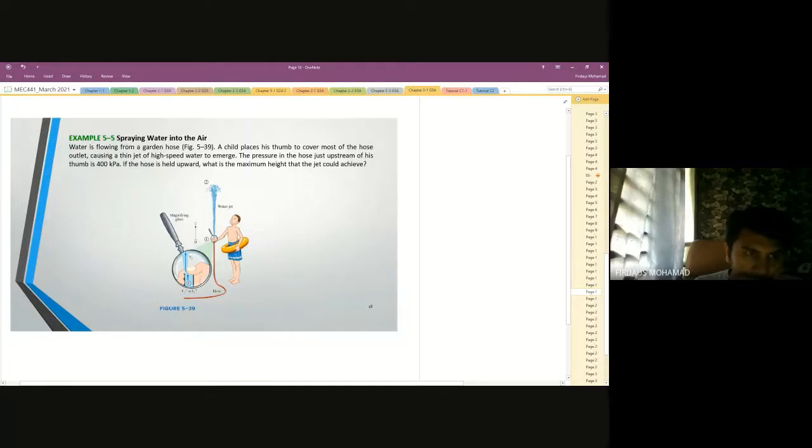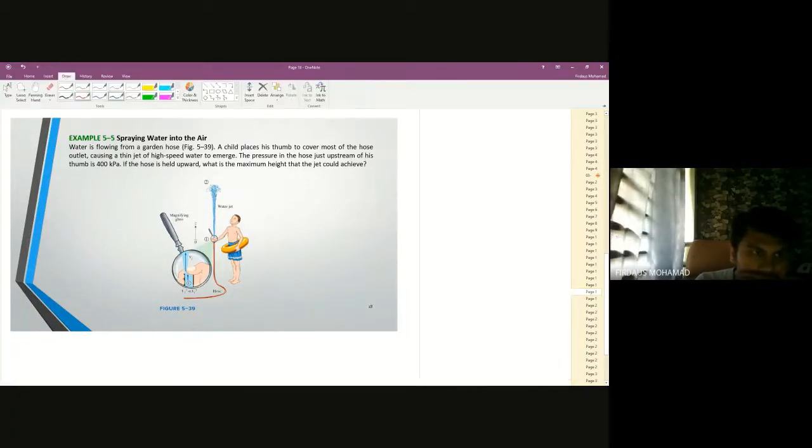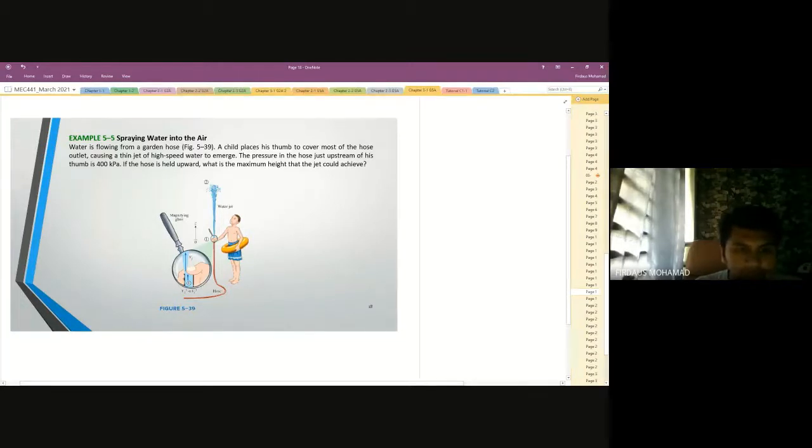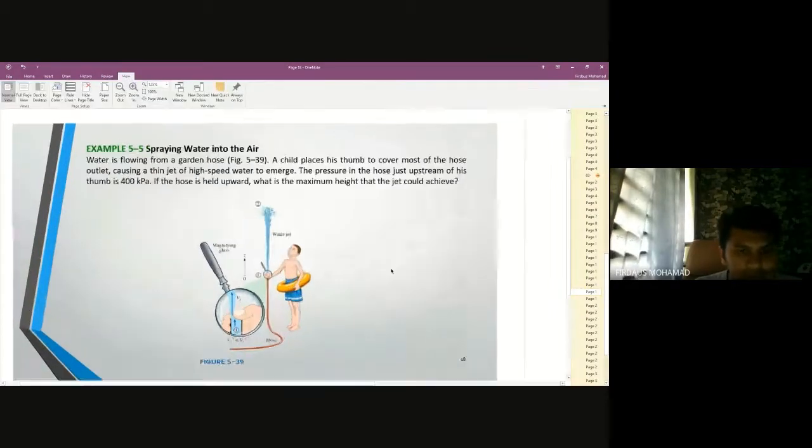Okay, so tengok, water is flowing from a garden hose. A child places his thumb to cover most of the hose outlet. Okay, so you tengok kat sini. Dia dah besarkan tu. So maknanya most of the hose outlet been covered by his thumb, causing a thin jet of high speed water to emerge. Maknanya yang keluar ni adalah jet velocity ataupun high speed water. The pressure in the hose just upstream of his thumb is 400 kilopascal.